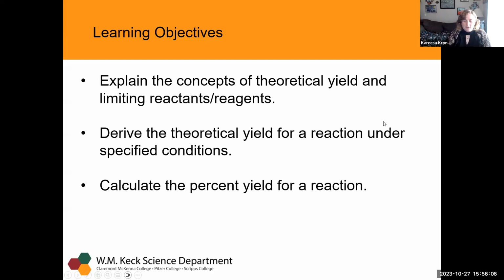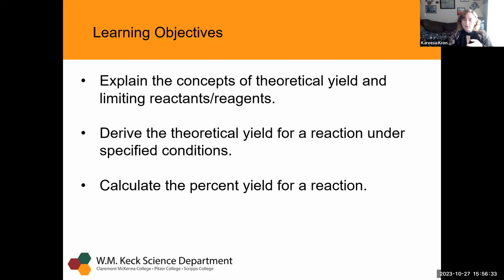The learning objectives for this video are to help you learn how to explain concepts of theoretical yield as well as limiting reactants, or in other words, reagents. They can be used interchangeably. And also to be able to derive a theoretical yield for a reaction under specified conditions. And from there, calculate a percent yield for a reaction.